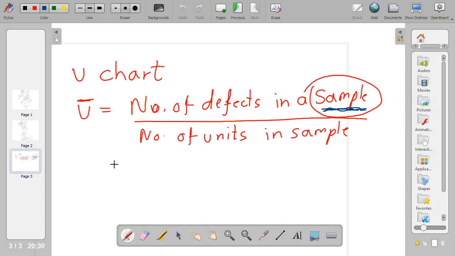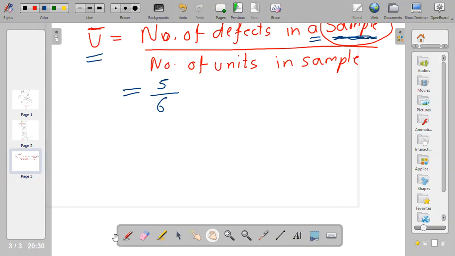So the total number of defects in a sample. I think it is 5, and the number of units in a sample is 6. This is how you will find out u bar. Then the upper control limit and lower control limit of the u chart.